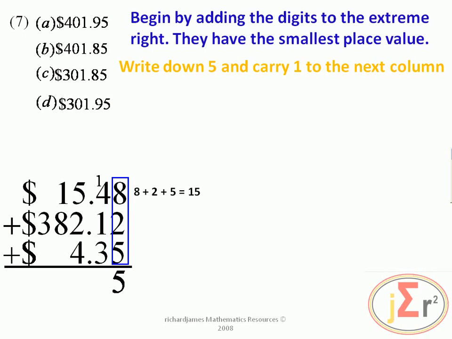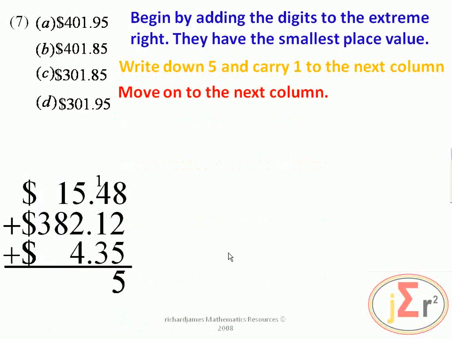Do not forget that your 5 will be right here in the hundredths column, and the 1 will be carried to the 10th column. Also, it is important for us to bear in mind that when we are at a particular place value, the place value to the left is usually 10 times the present place value. Move on to the next column. We will add those.